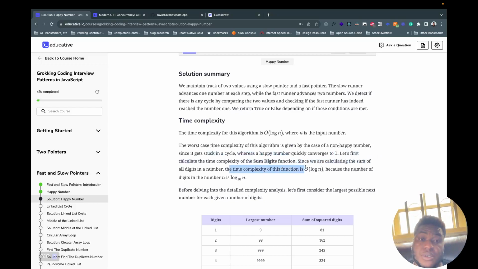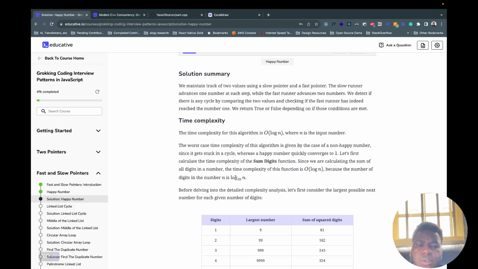Sum of all the digits in a number, because the number of digits in a number n is log to base 10. Ooh, that's a math thing. The logarithm to base 10, not the natural logarithm. Okay, that is true, because we count in base 10. Log of n. Okay.